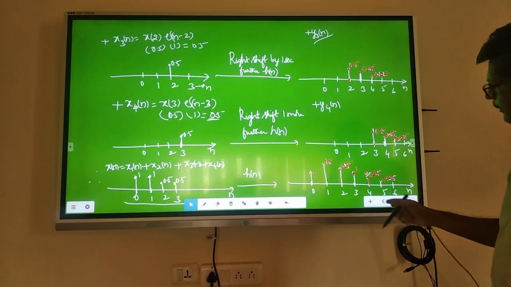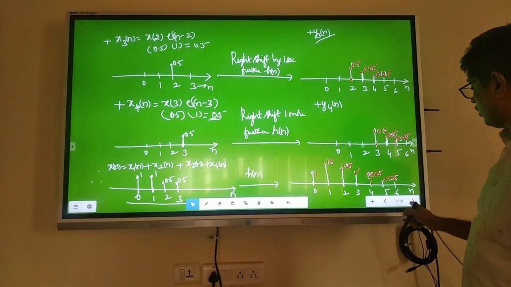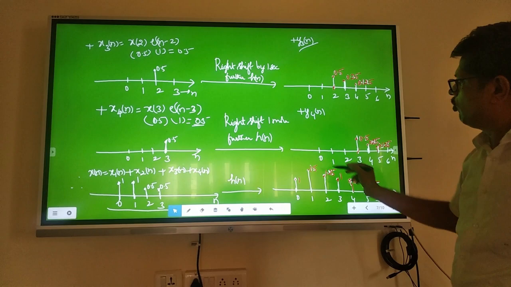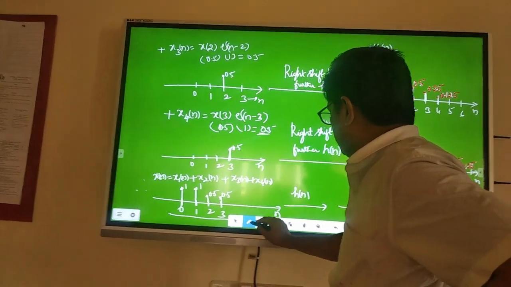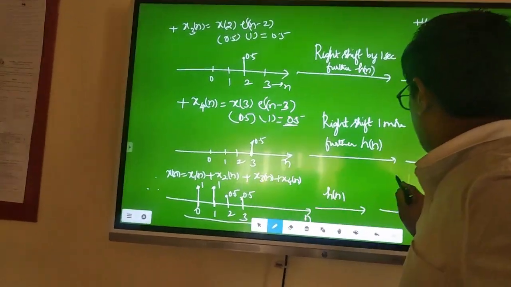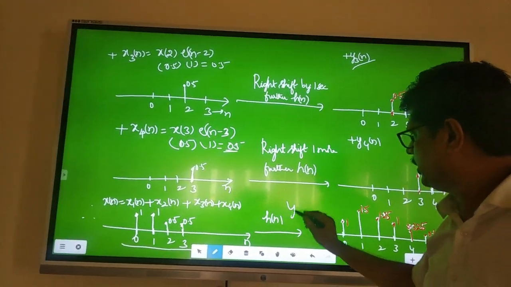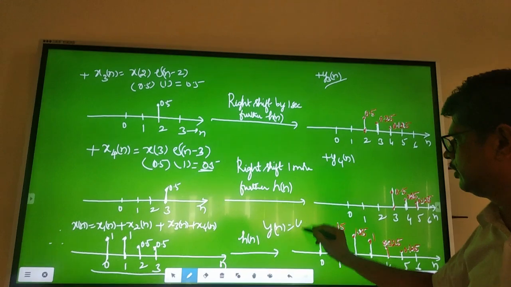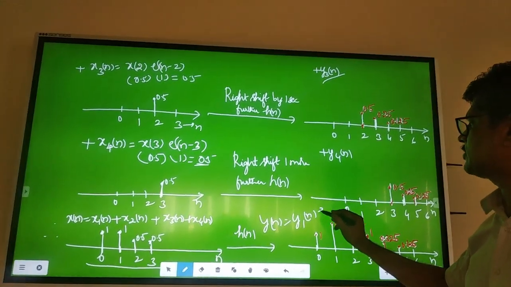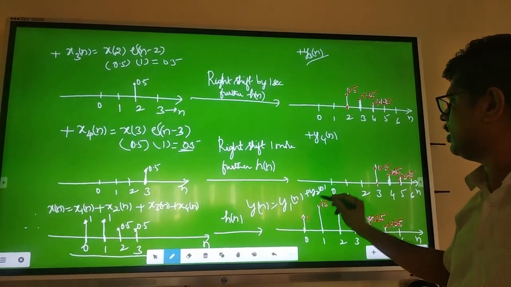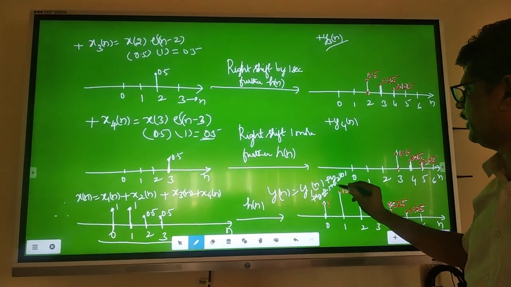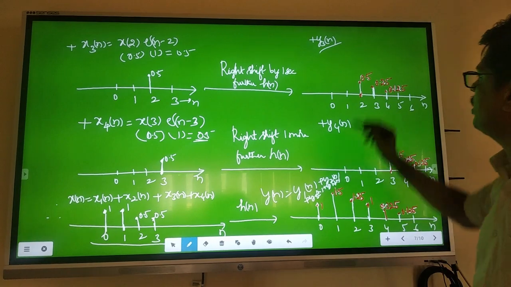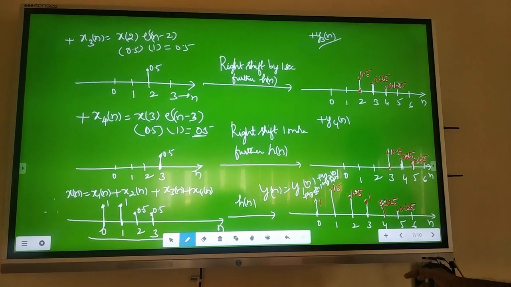Your y of n is nothing but the sum of all y1n, y2n, y3n. For example, y of n is nothing but y1n plus y2n plus y3n plus y4n. You should add all these samples, right side.